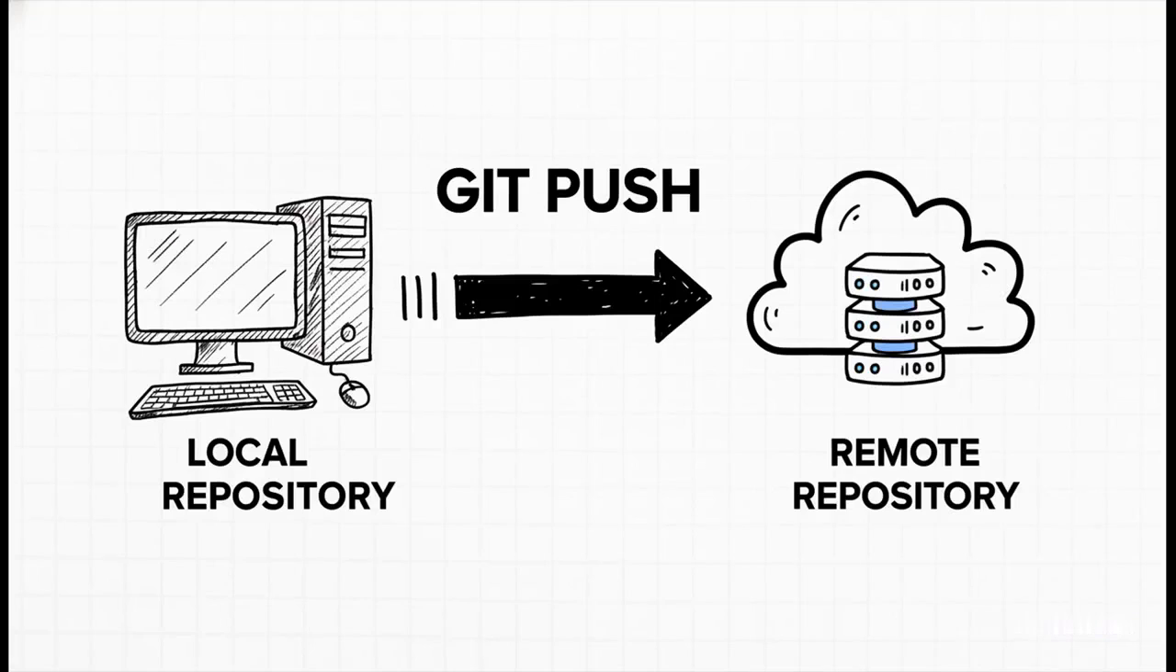So once you've committed your changes locally, sharing them is literally one command away. Git push. This command does exactly what it sounds like. It pushes your saved commits from your local repository up to the shared remote repository. That's it. That's how you publish your work for everyone else on the team to see and use.